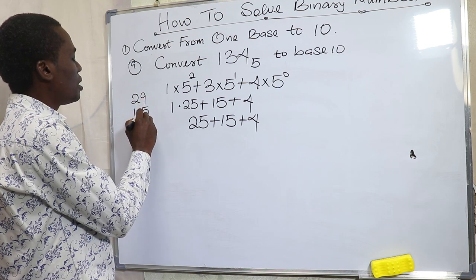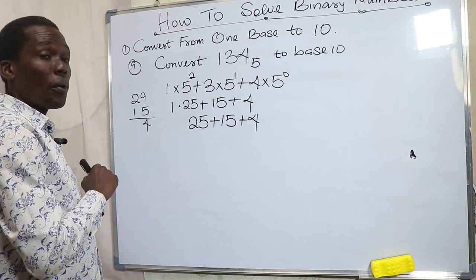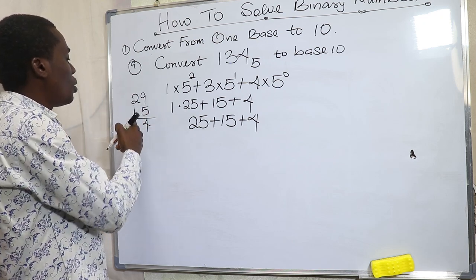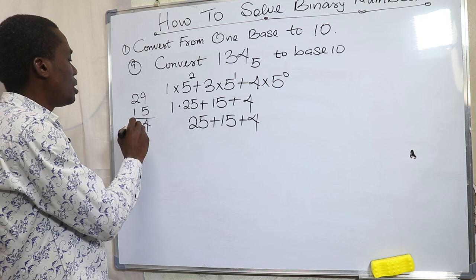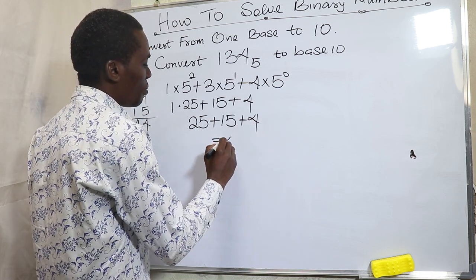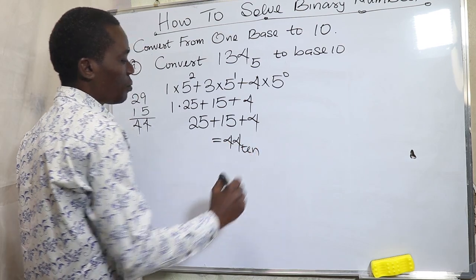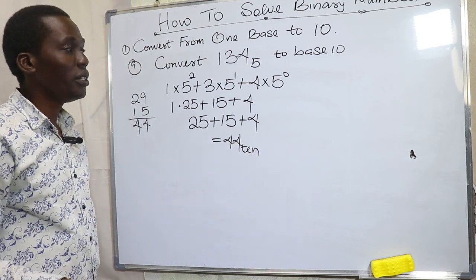29 plus 15 is going to give me 44. And the solution to this is going to give me 44 in base 10. So you see, very easy.